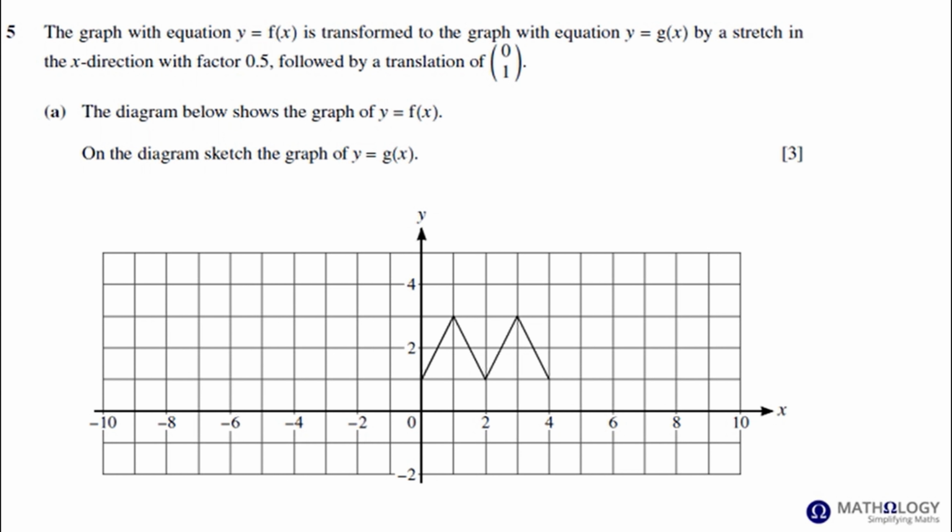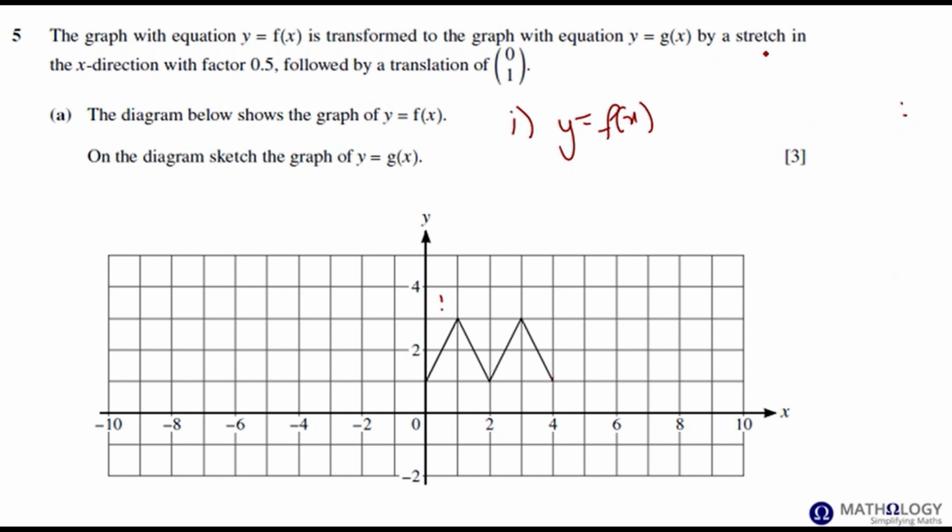Question 5. The graph with equation y equals f of x is transformed to the graph with equation y equals g of x by stretching in the x direction with a factor of a half followed by translation of 0, 1. We're given the diagram of y equals f of x. On the diagram, sketch the graph of g of x. Okay, so the first transformation is a stretch in the x direction, with a factor of 0.5.